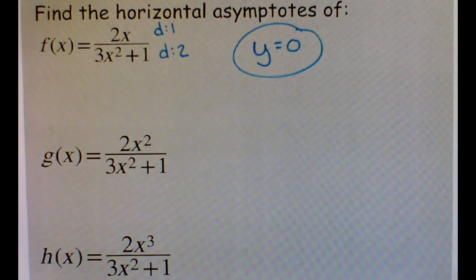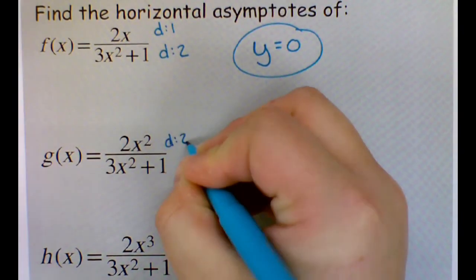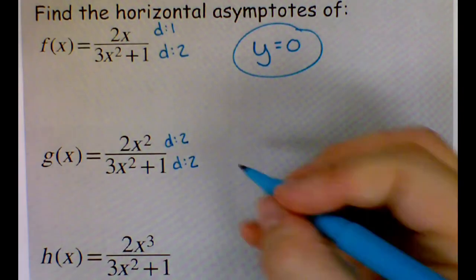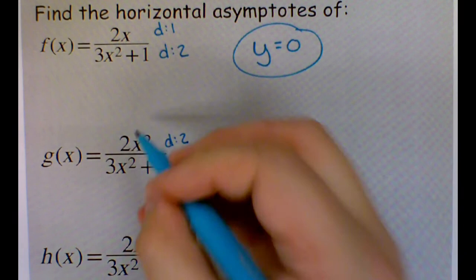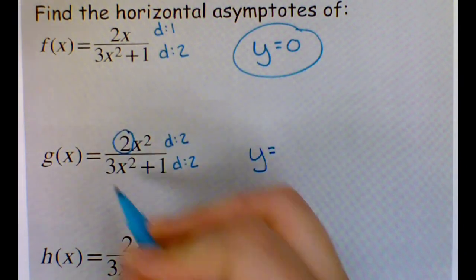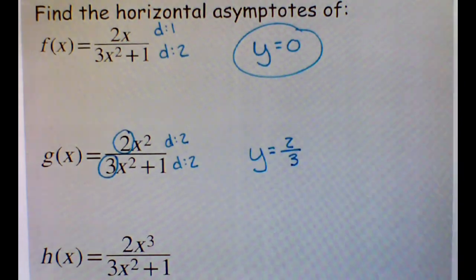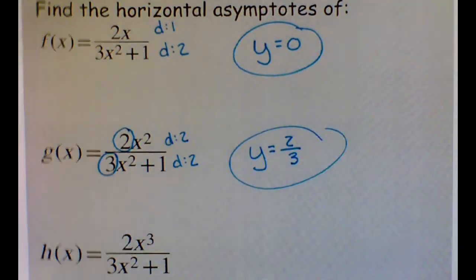In this second one, g of x, the degree of the numerator is 2. The degree of the denominator is 2. They have the same degree. So our asymptote is y equals, take the leading coefficient of the top, leading coefficient of the bottom as a fraction, simplify if needed. Boom, there it is.